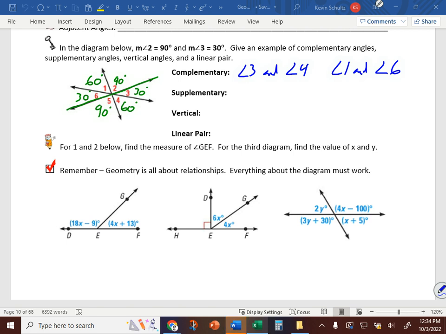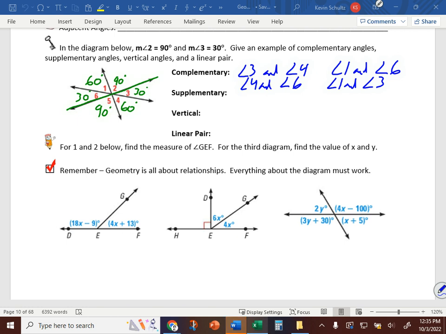Another example, Claire? 4 and 6, 60, 30. Now 4 and 6 don't touch, but that's okay, right? They don't share a side. That's okay. Angle 4 and angle 6 would be another option. And Lexi? 1 and 3 also add up to be 90, so that would work too. Okay, any of those 4, they're all pairs of complementary angles.